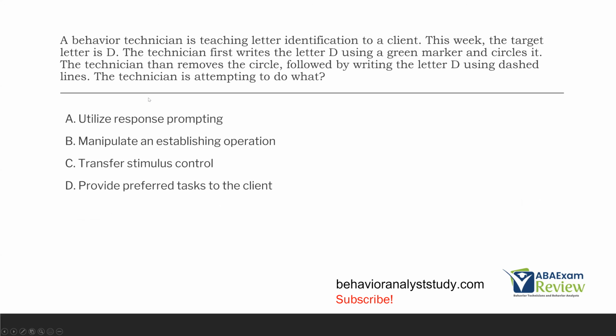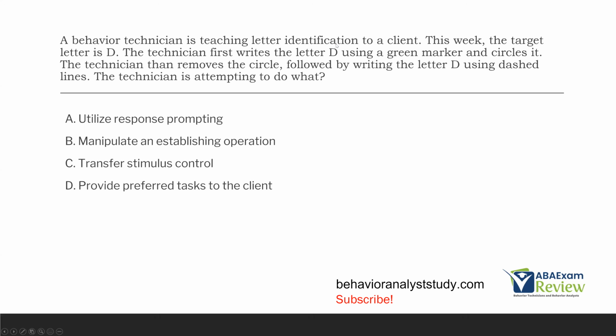This week, the target letter is D. The technician first writes the letter D using a green marker and circles it. The technician then removes the circle, followed by writing the letter D using dashed lines. The technician is attempting to do what? First thing that should pop in your mind is this is obviously a prompting procedure. Okay, we're manipulating this letter D to get this learner to identify D, right?